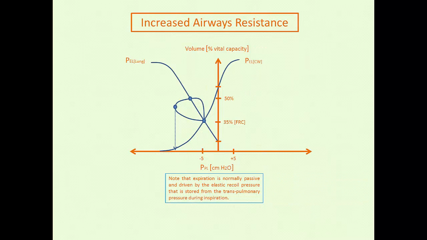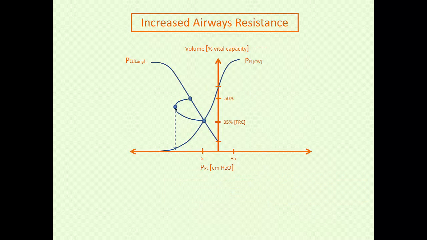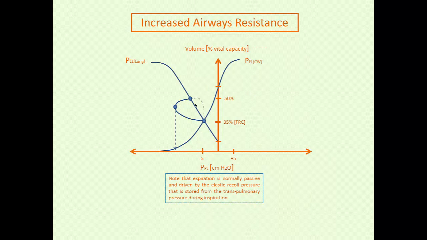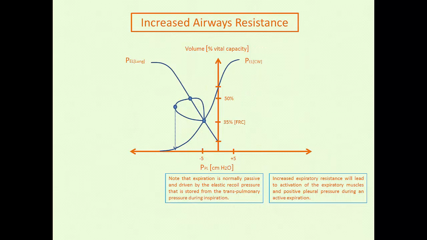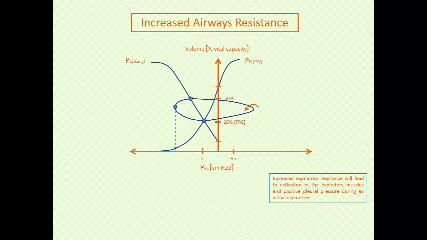While expiration is normally a passive event, so you've inspired and now you're at this higher volume, and then you expire down this passive elastic recoil of your lungs, patients in the ICU tend to have to maintain a very high minute ventilation, and they bear down and grunt and force out their expiratory flow, and they do this by recruiting abdominal muscles and accessory muscles of expiration, and you'll see in these patients they'll actually drive their intrathoracic pressure way up. Remember, this is 0. This is above atmosphere and this is below atmosphere. So this patient bears down and on expiration has a very high intrathoracic pressure.